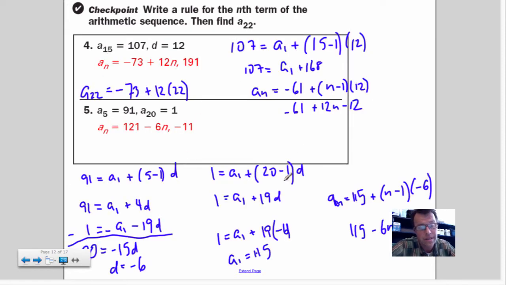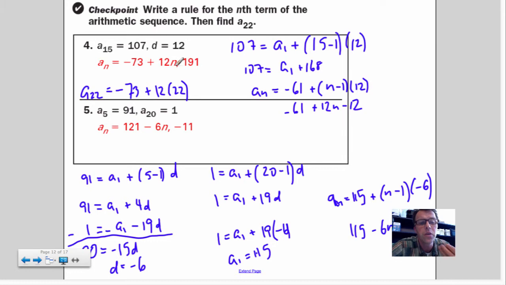Woo! And so you can see it's a lot of work. Here's all my work in blue. Basically I plugged 107 in for the 15th term. N is 15. The difference was given as 12. I solved this for the first term is negative 61. And then I clean up. I have to figure out the rule. So I plug the first term in, the difference, and clean it up.